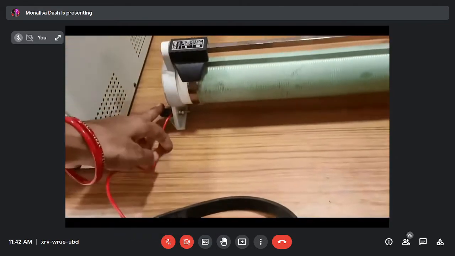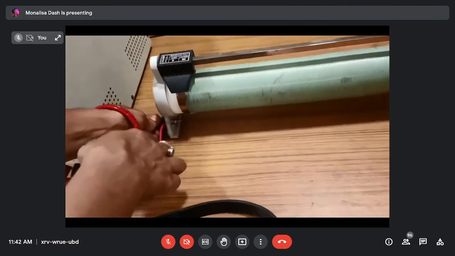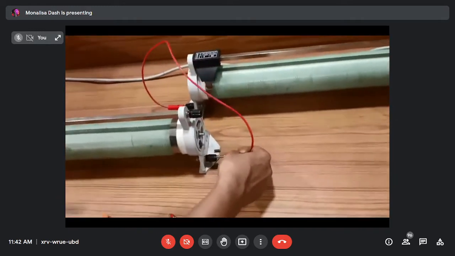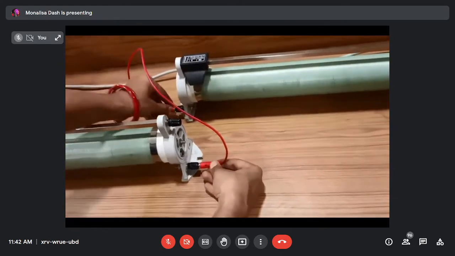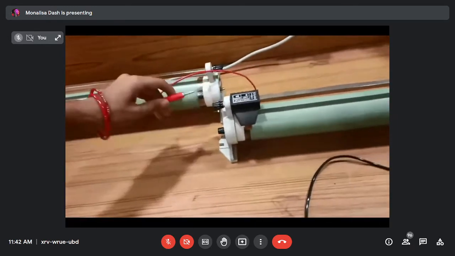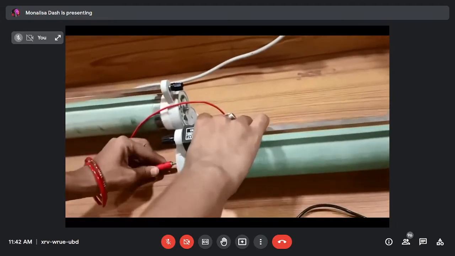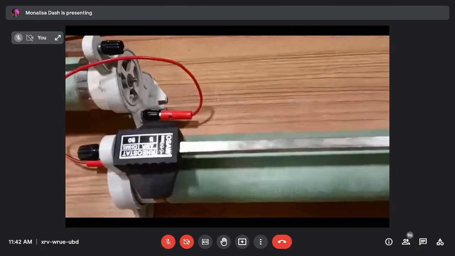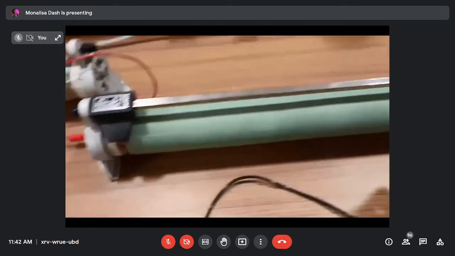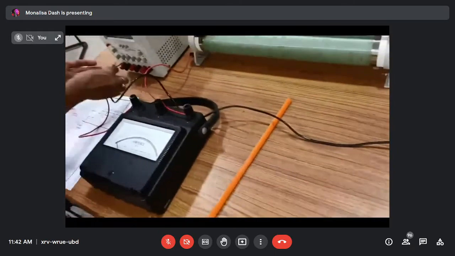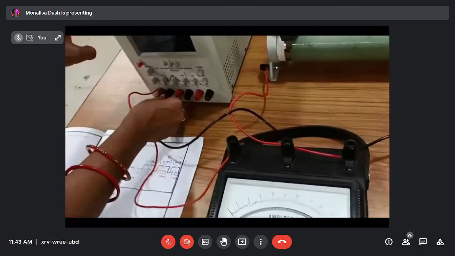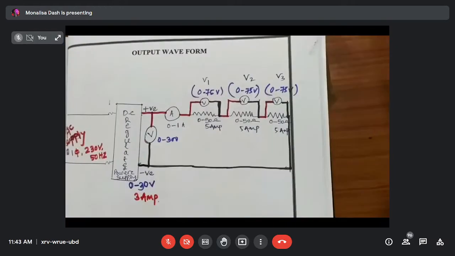Then from 1 ampere to one fixed end of the first rheostat, then its second end to the first end of the second rheostat, and the second end of the second rheostat to the first end of the third rheostat. Then the third rheostat's second end to the negative of the DC regulated power supply. Then the series connection is over.